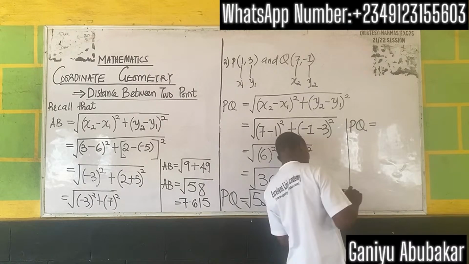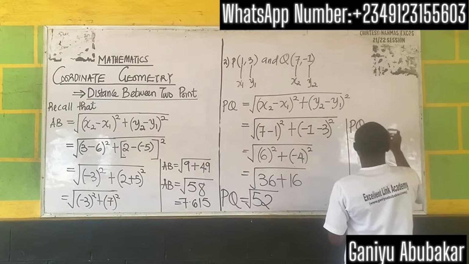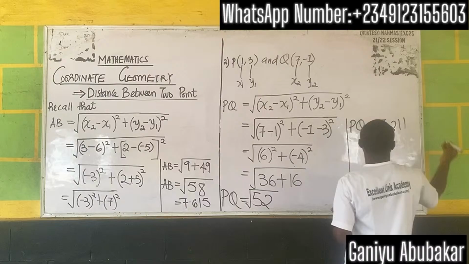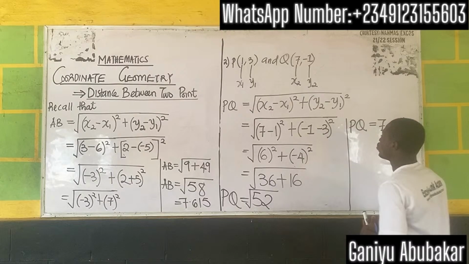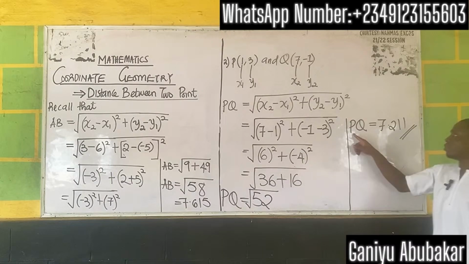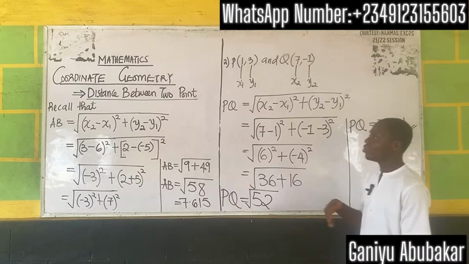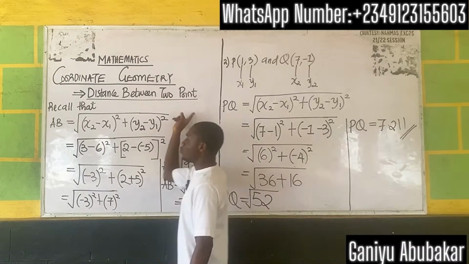That gives about 7.211 if you want. So this becomes the distance between points P and Q. This is the value of the distance between the 2 points P and Q. This is how you find or calculate the distance between 2 points.